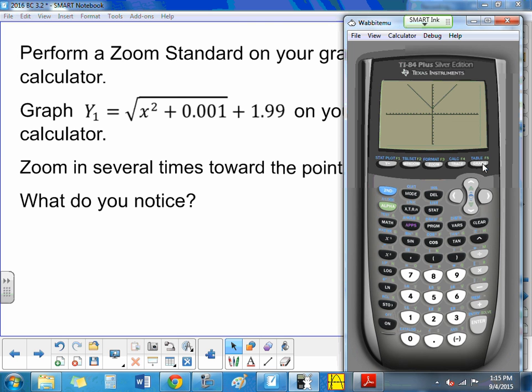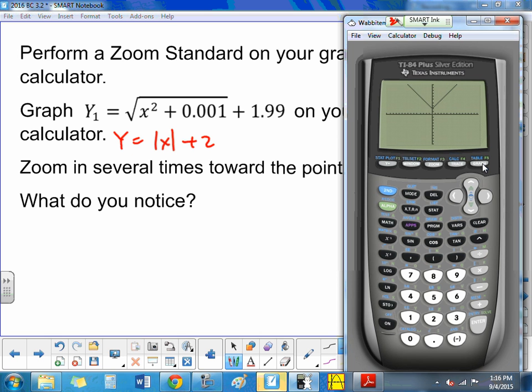Well, how about that? Is that the same graph? What do you guys think? Yeah, it looks really similar. The reason it looks similar is because the square root of x squared plus 0.001 plus 1.99 and absolute value of x plus 2 output almost exactly the same numbers. If you could see the tables side by side for these two, they are pretty much the same. They're really, really close.